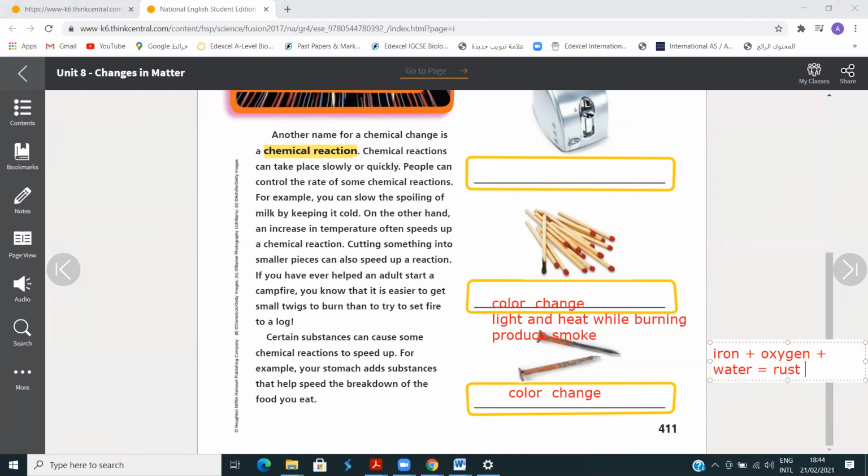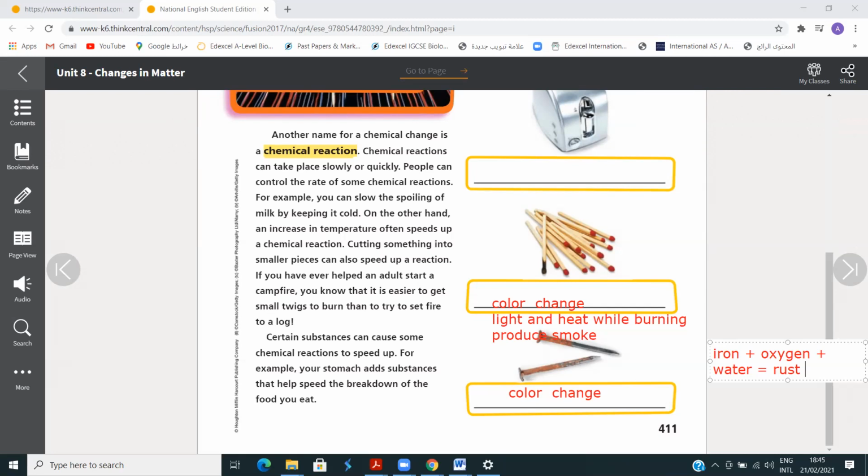Chemical reaction means the combination, means a substance reacts with another substance to form a new substance. To form a new substance and change the color. Do you see the match? What is the color of the match first? It is red. What is the color of the match now? Brown, black.